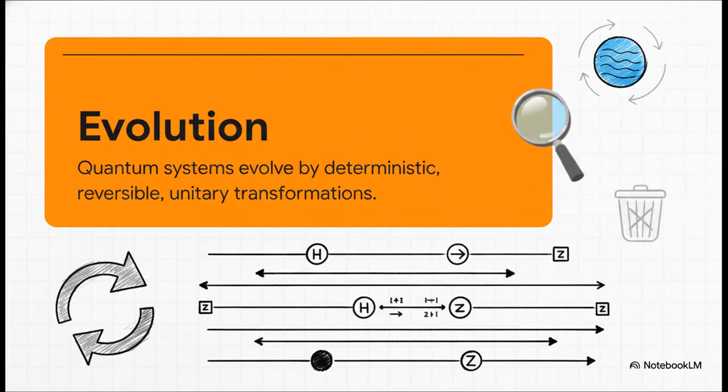Okay, so how do we actually move these pieces? Rule 2, evolution, dictates that an isolated quantum system evolves via unitary transformations. In plain English, it means every operation you apply to a qubit has to be perfectly reversible and preserve all quantum information. There is no delete button in pure quantum evolution. You can always run the math backward to find out exactly where you started.